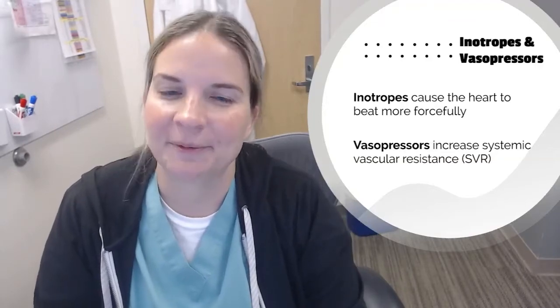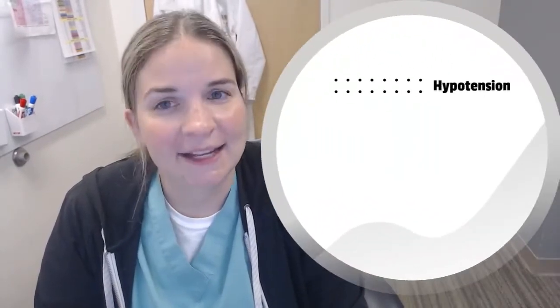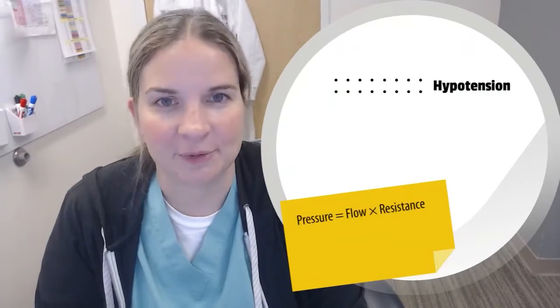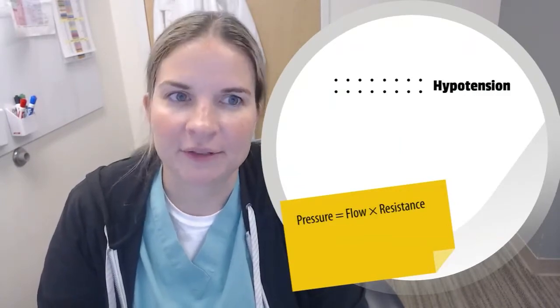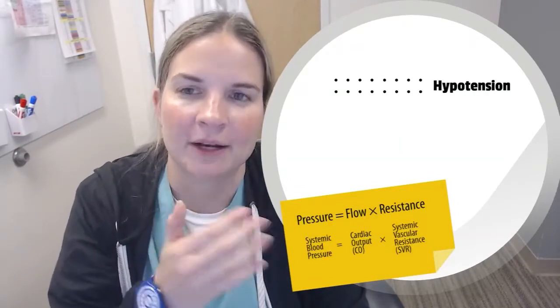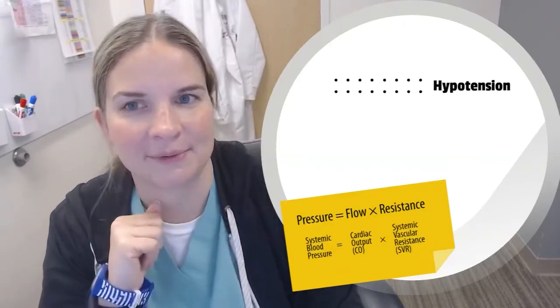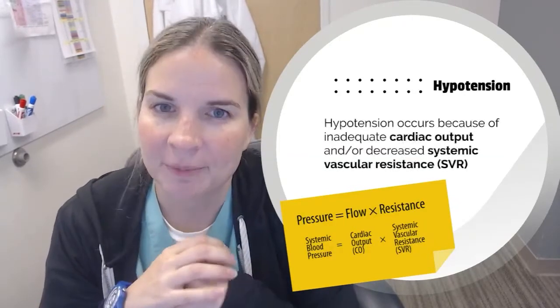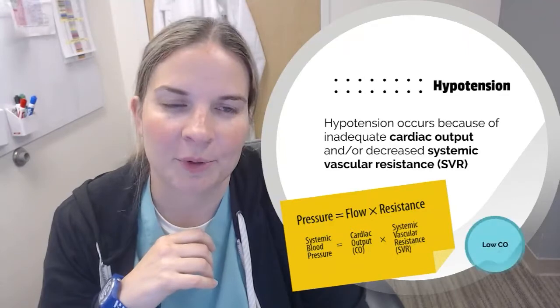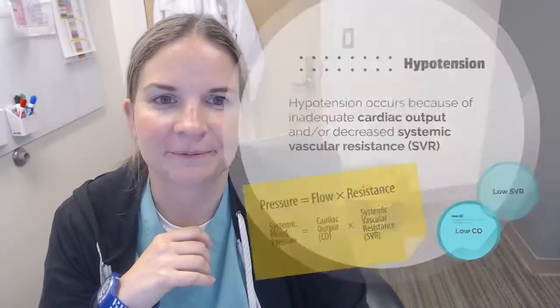To know which type of agent to start first, it helps to think about why the patient is hypotensive to begin with. In any context, pressure is flow times resistance. In terms of blood pressure, this means that systemic blood pressure is the product of cardiac output and systemic vascular resistance. Patients become hypotensive because of inadequate cardiac output and/or decreased SVR.